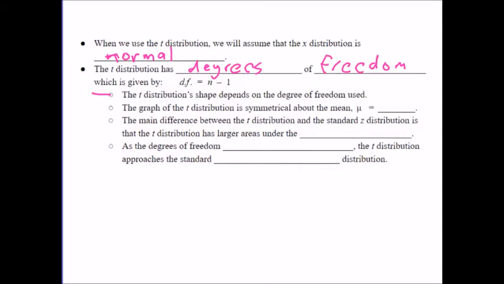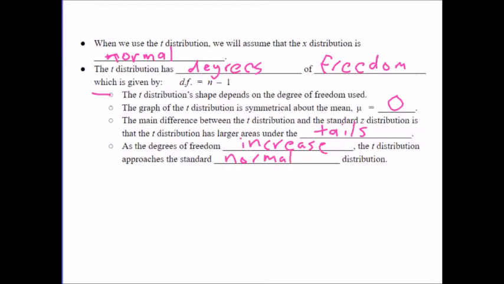The graph of the t distribution is symmetrical about the mean mu equals 0. The main difference between the t distribution and the standard z distribution is that the t distribution has larger areas under the tail, so at the far left and the far right. As the degrees of freedom increase, the t distribution approaches the standard normal distribution.